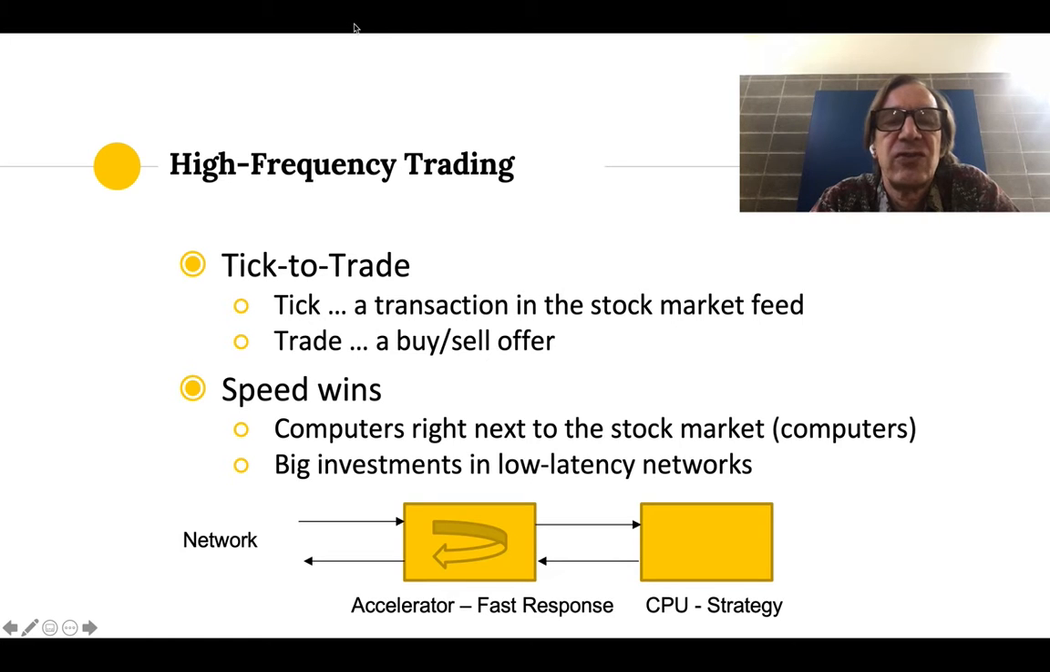What you try to achieve here is the lowest possible, what they call tick to trade. A tick is a piece of information, for example, that a certain stock has been sold at a certain price. And a trade is a buy or sell offer. And obviously, those who can react the fastest gain an advantage. So this is, again, clearly a case where latency matters a lot.